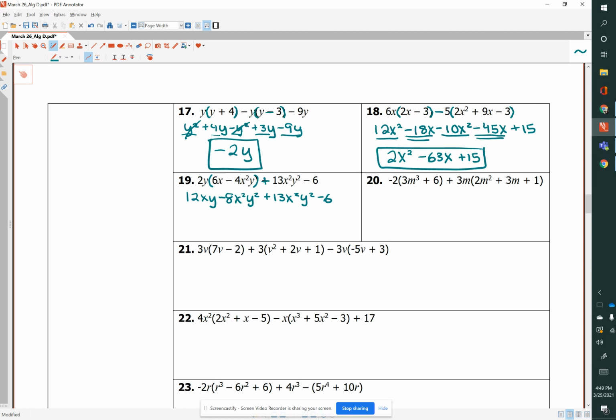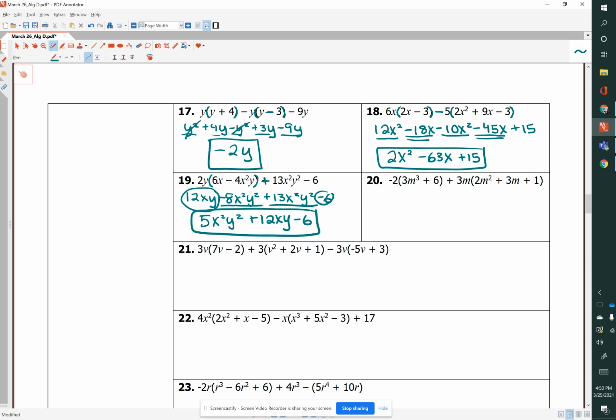So the only thing we can really combine here, we've got 12xy, we've got the negative 8x squared y squared plus 13x squared y squared. So we've got some like terms there. So negative 8 plus 13 is going to be a positive 5. That's x squared y squared. And then we can write our positive 12xy, which doesn't combine with anything, and our negative 6, our constant at the end.